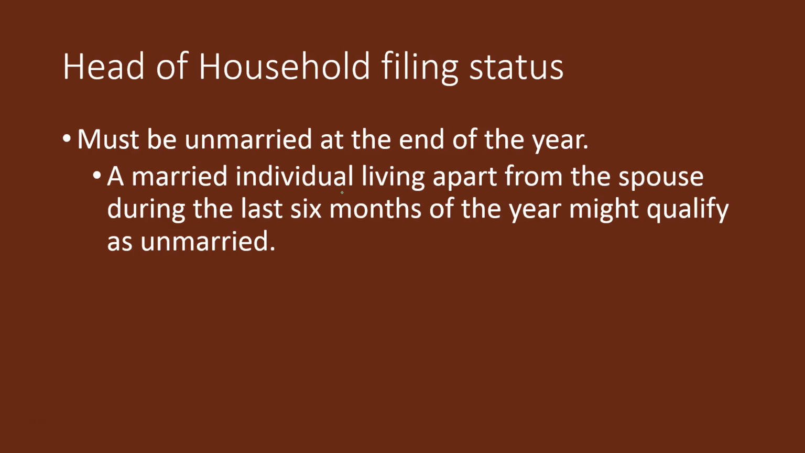So to qualify for head of household rather than single, you must be unmarried at the end of the year. A married individual living apart from the spouse during the last 6 months of the year might qualify. This actually comes up quite often as well. If two individuals are married and they're separating, but they're not divorced yet, the question is, at what point can we be legally separated and therefore file separate, even though we are still technically married in terms of documentation?